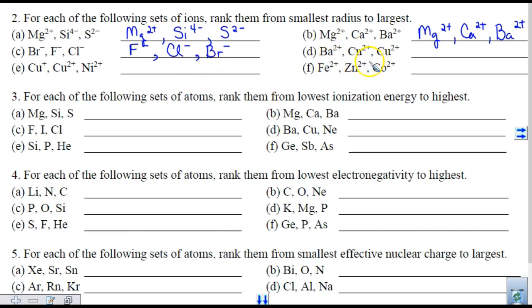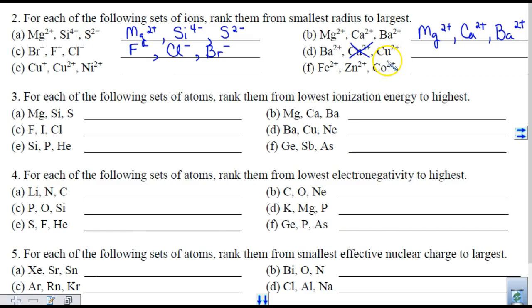In D, I actually made a typo and put the same ion twice. So we're really only comparing barium ion and copper 2 ion. Now you may be wondering why I just said barium and here I said copper 2. Well, copper is a transition metal, and the majority of transition metals are capable of forming multiple cations. Barium, on the other hand, is a group 2 metal, and group 2 metals always form a positive 2 cation. So copper actually usually forms either copper 1 or copper 2, so we have to be specific.